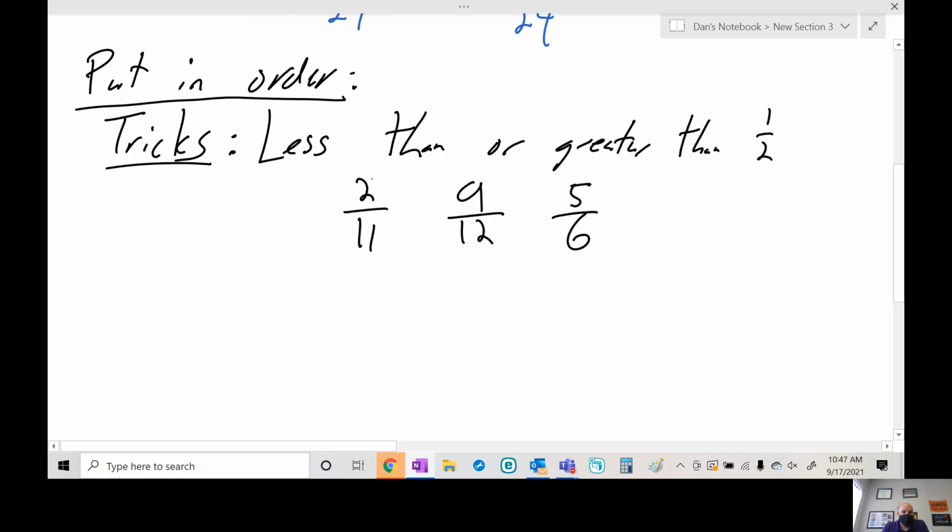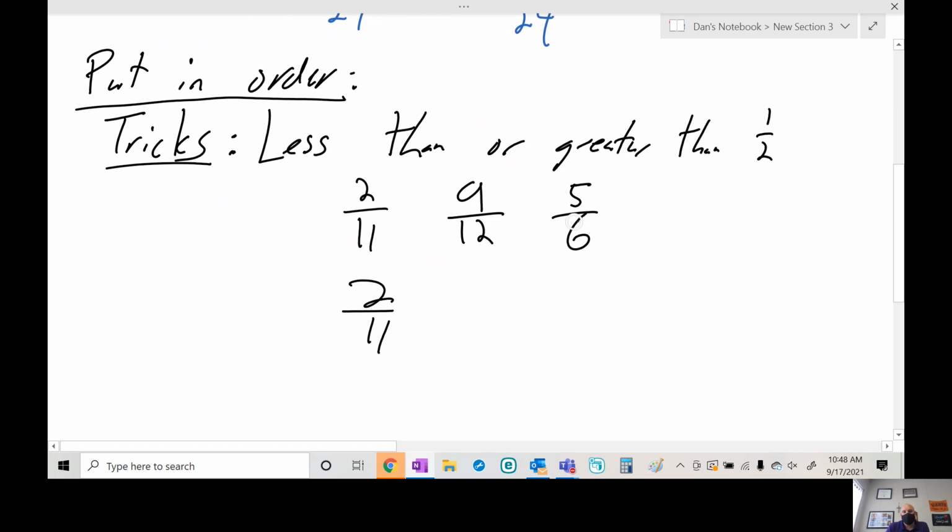We should already know that 2/11ths is smaller than the other two. Right? Because think about this. What's half of 12? 6. So this is larger than half. What's half of 6? 3. So this is also larger than half. Let's see if you guys can do this. What's half of 11? 5.5, right? Isn't 2 less than 5.5? So without doing anything, I already know that that's going to be the smallest one.